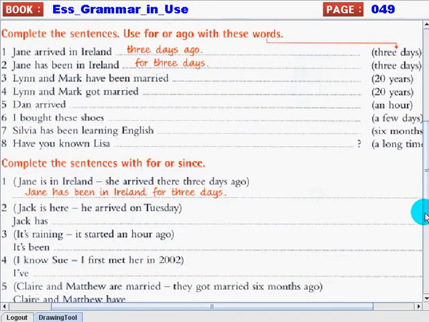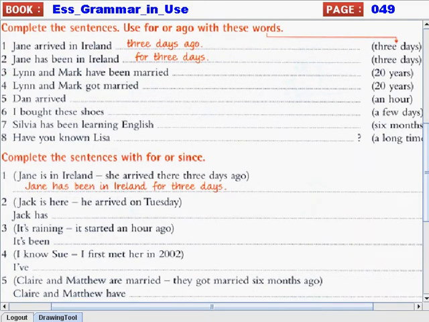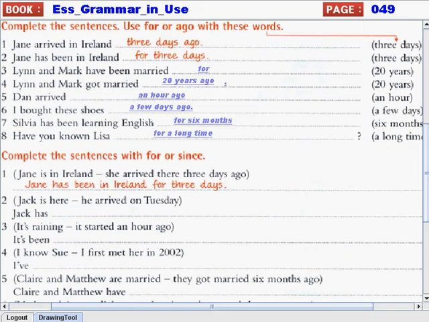Okay. Let's read some examples. Jane arrived in Ireland 3 days ago. Jane has been in Ireland for 3 days. Now, I'll give you about 10 minutes to finish numbers 3 to 8 on your own. Then afterwards, when you're done, you can play this video again and check all your answers, okay? Good job. Now, let's go and check your answers.